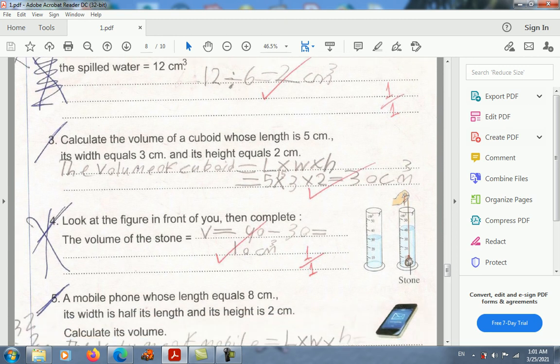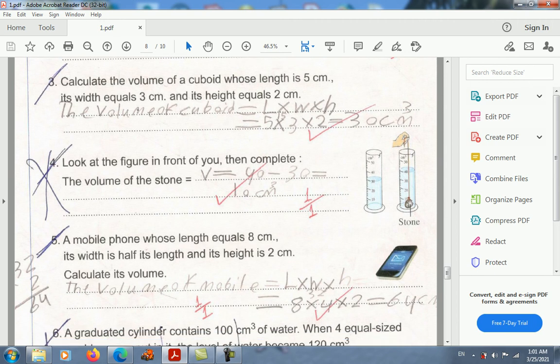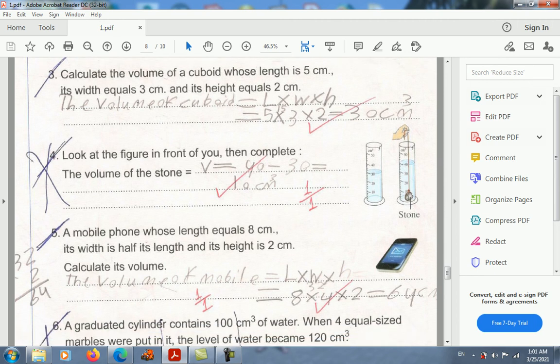3. Calculate the volume of a cuboid whose length is 5 cm, its width equals 3 cm, and its height equals 2 cm. So we have to apply the rule. The volume of a cuboid equals length times width times height, equals 5 times 3 times 2, equals 30 cm cube.